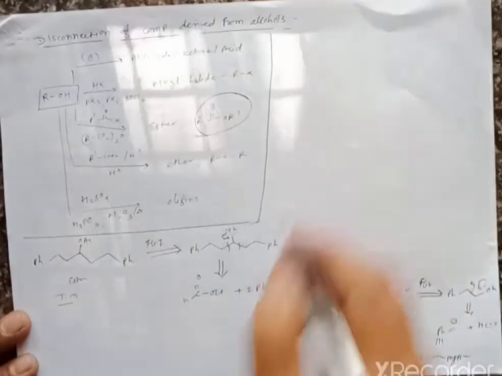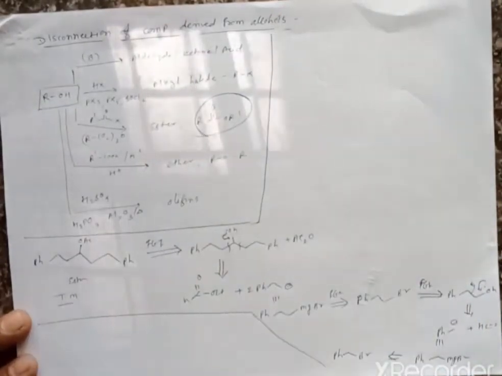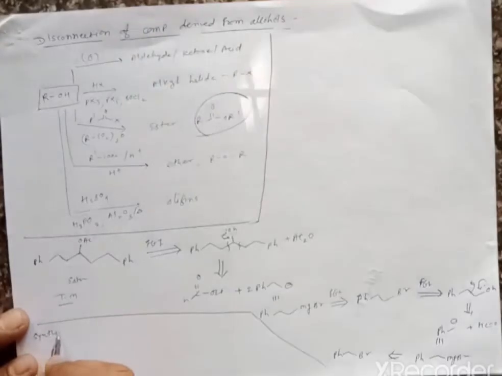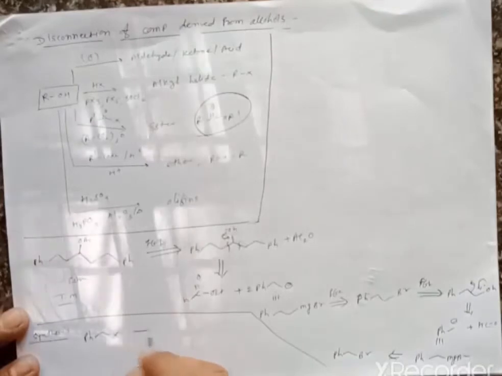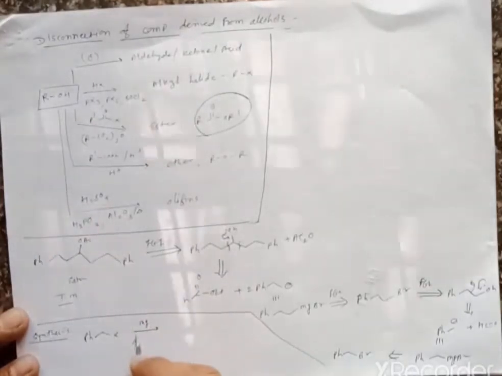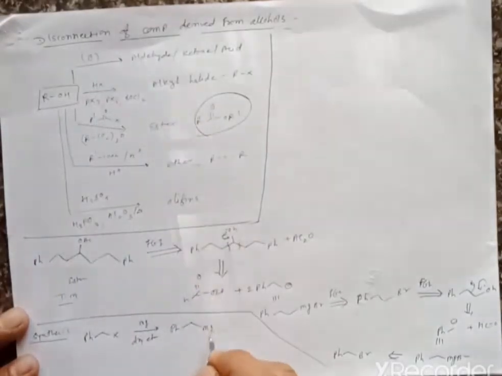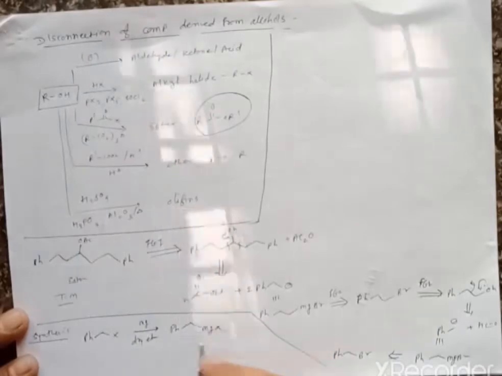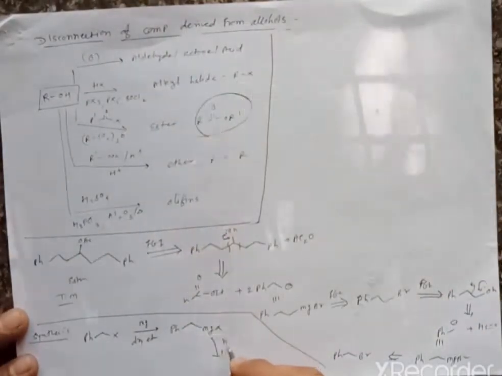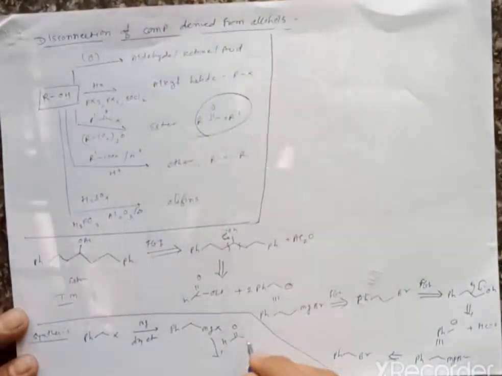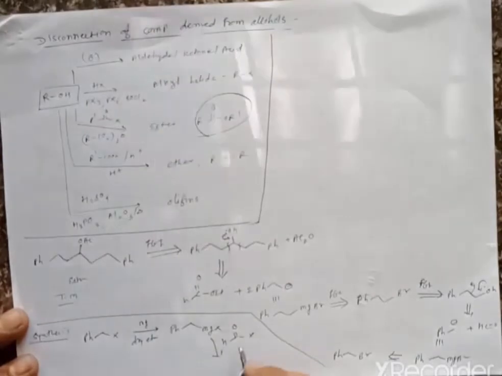But if you go for the synthesis, if you take PhCH2CH2X and treat this molecule with magnesium in the presence of dry ether, it gives the formation of PhCH2MgX, right? And if we treat this molecule with C=O, H, X, that is halide, it gives the formation of PhCH2CH2OH, right?